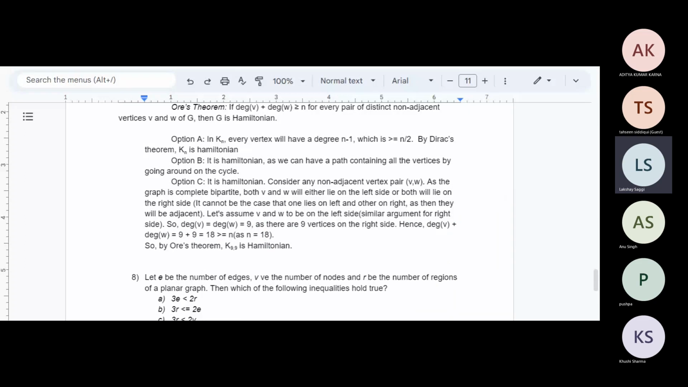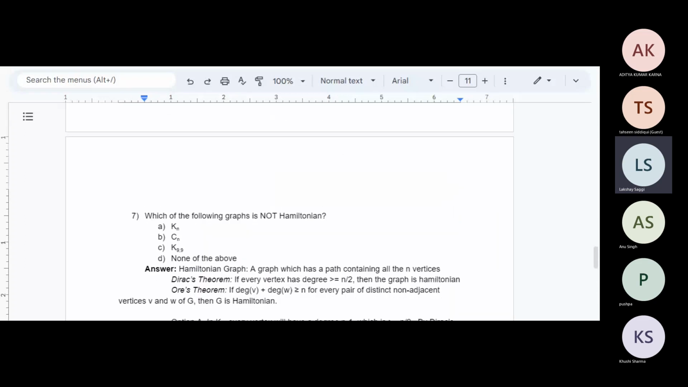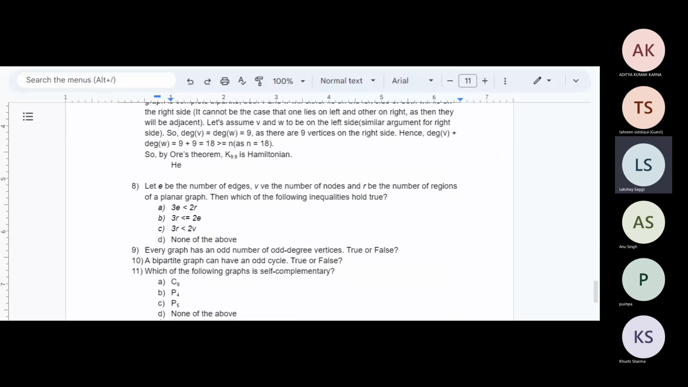I hope it's clear to you guys. So if none of the options A, B, C are correct, we want to answer whether any of these is not Hamiltonian, but we actually showed that all of these are Hamiltonian. So the answer is none of the above. Option D is the answer.